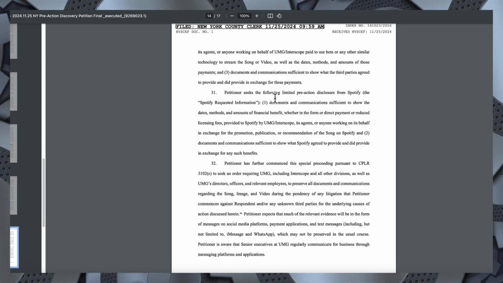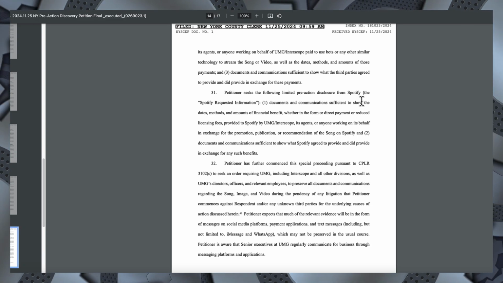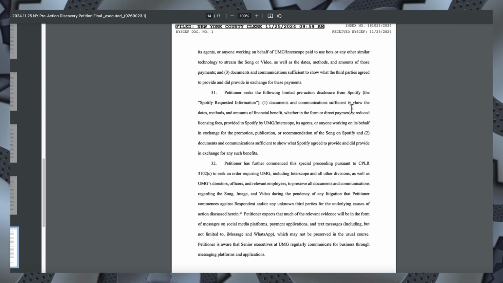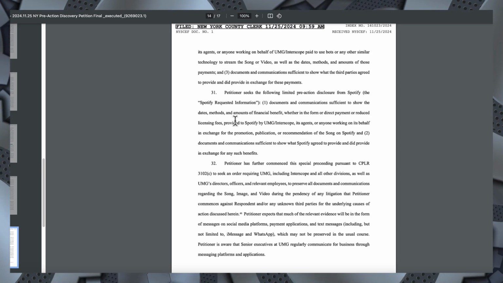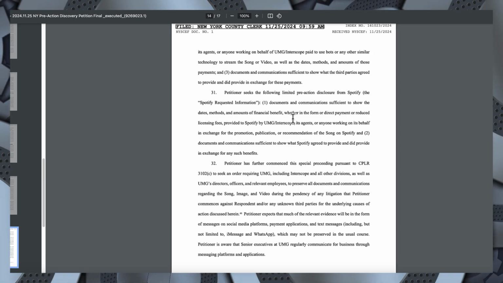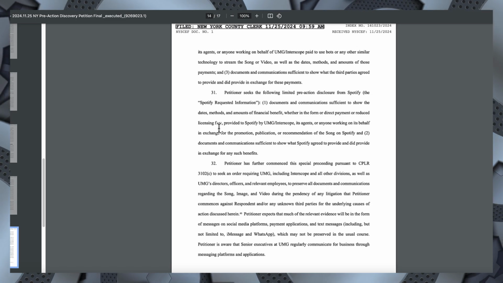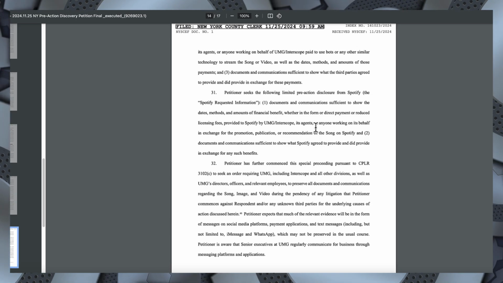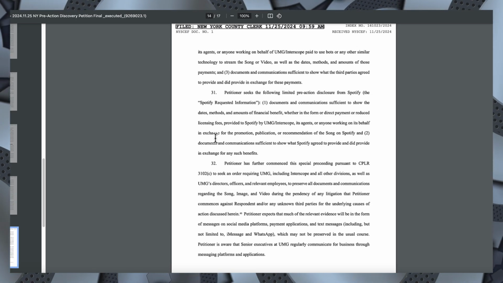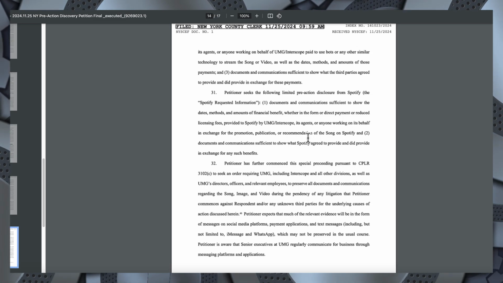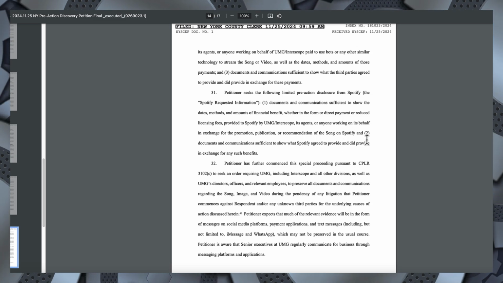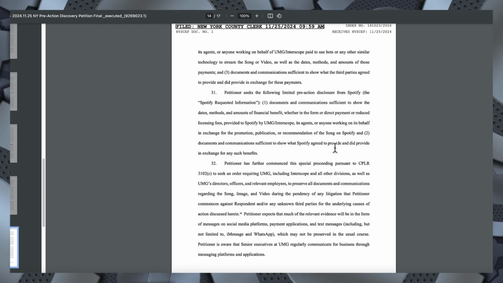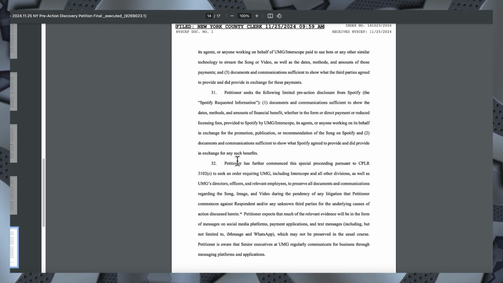Petitioner seeks the following limited pre-action disclosure from Spotify. The Spotify requested information: 1. Documents and communications sufficient to show the dates, methods, and amounts of financial benefit, whether in the form of direct payment or reduced licensing fees, provided to Spotify by UMG Interscope, its agents, or anyone working on its behalf in exchange for the promotion, publication, or recommendation of the song on Spotify, and documents and communications sufficient to show what Spotify agreed to provide and did provide in exchange for any such benefits.